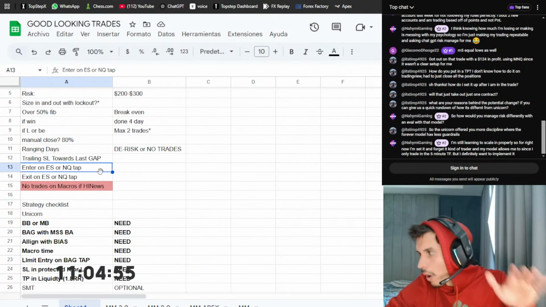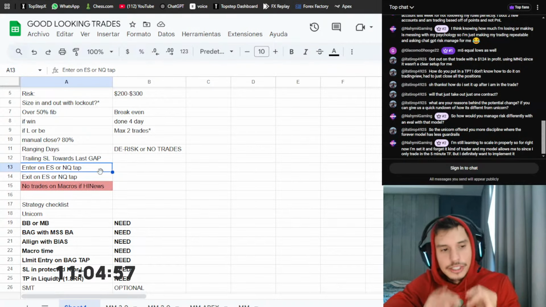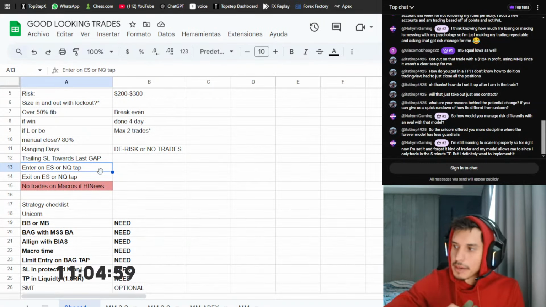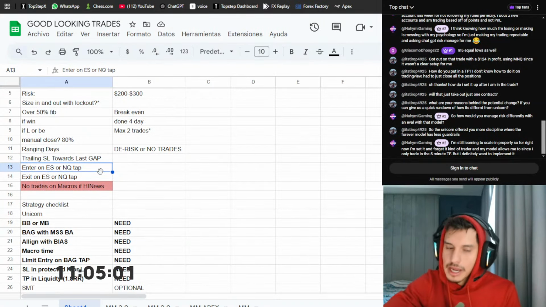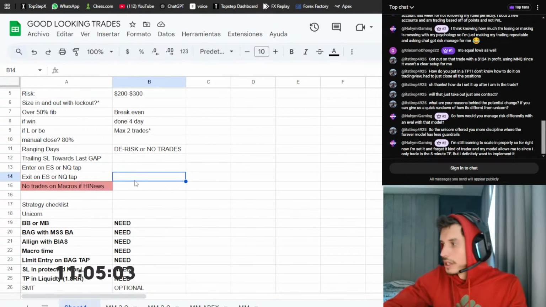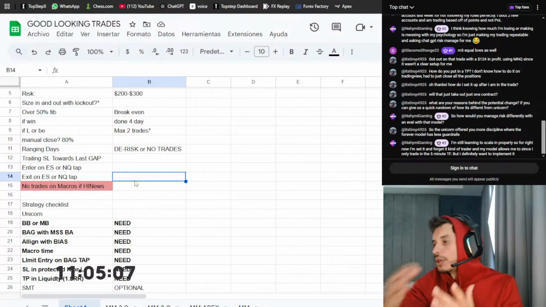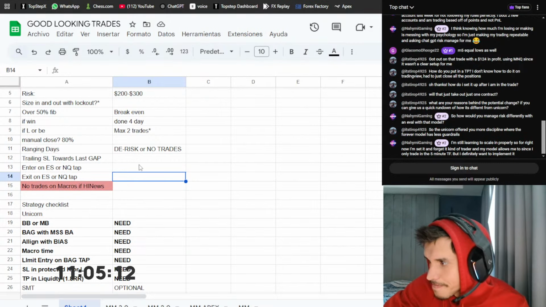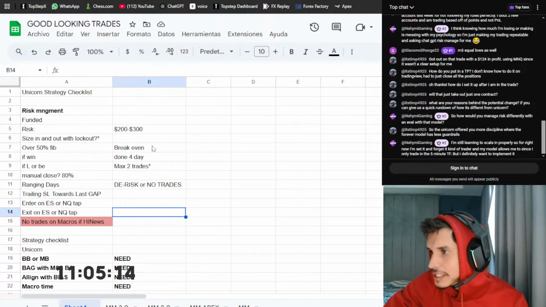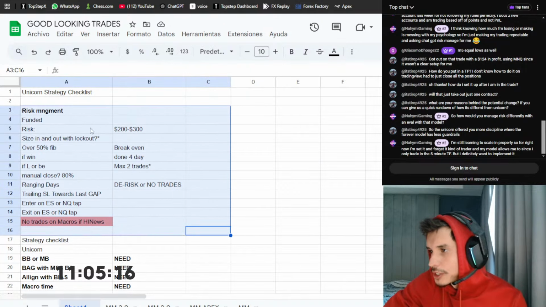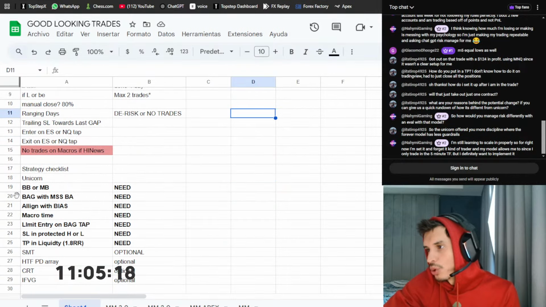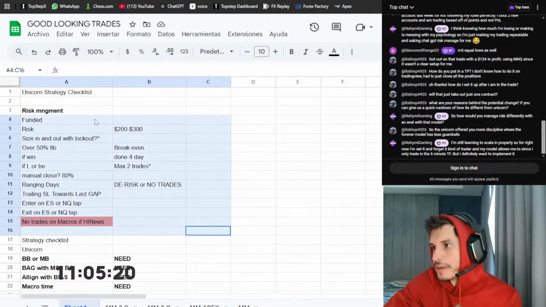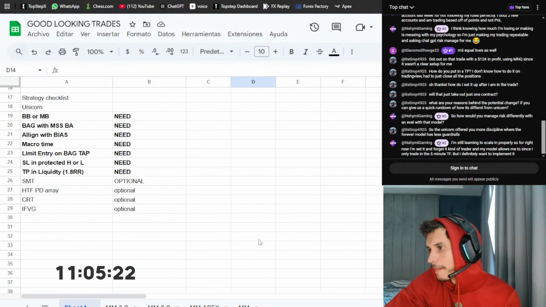You have to put all your parameters for your trade and your risk management. What are you gonna do if this happens? What are you gonna do if this happens? What are you gonna do if this happens? So you have clarity whenever you go into a trade or open a position. You know what you're going to do. You leave no ambiguity on the table. So this is all risk management. It's not really the unicorn strategy. It's all the risk management side.